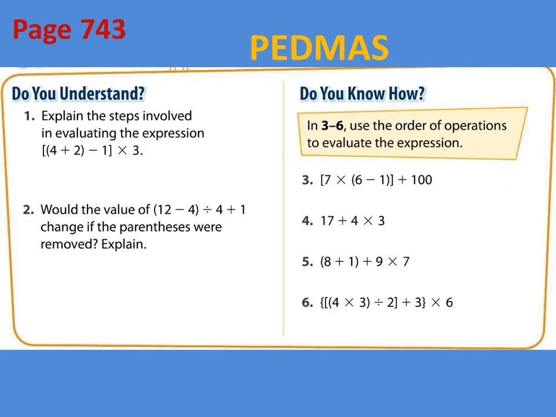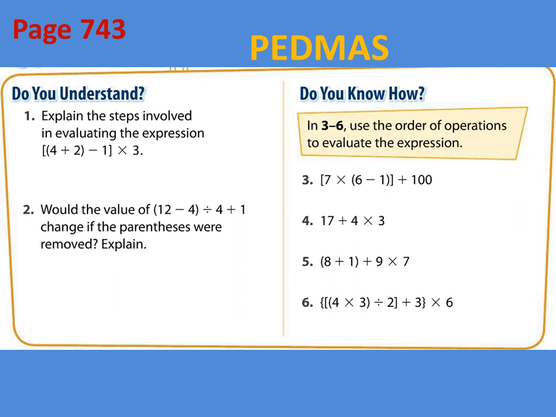Now go to page 743. Read question 1. Explain the steps involved in evaluating the expression. In this expression, we have parentheses and brackets. We have parentheses around 4 and plus 2.